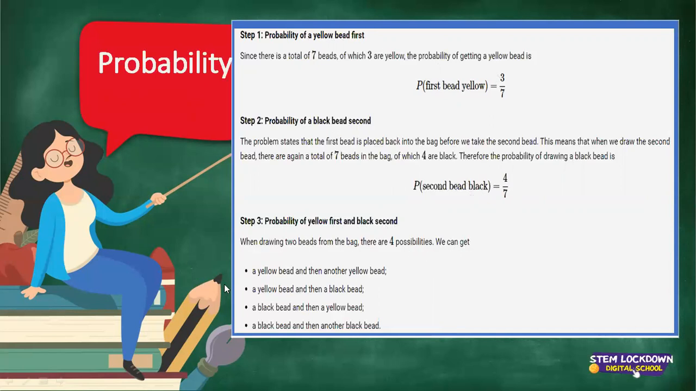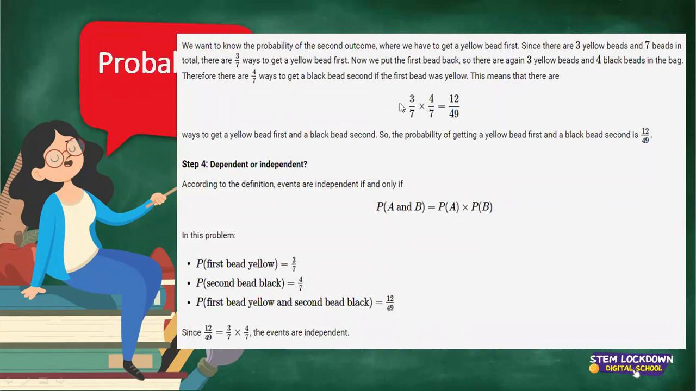When drawing 2 beads from the bag, there are 4 possibilities: a yellow bead and then another yellow bead, or a yellow bead and then a black bead, or a black bead and a yellow bead, or a black bead and another black bead. But our question here wants the probability of the first being yellow and the other one being black. So the probability of the first being yellow is 3/7, 33/77, multiplied by 44/77, and that will reduce into 12/49.